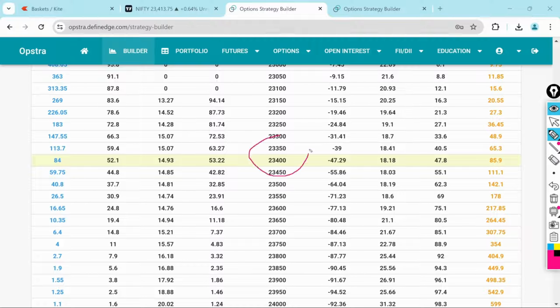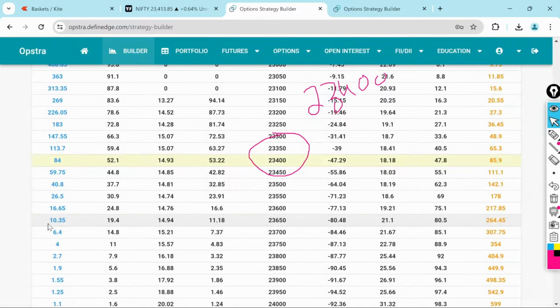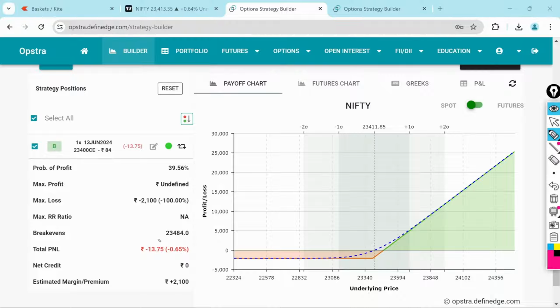Nifty is currently trading around 23,400. So what I will do is buy a call of 23,400 strike. That means whatever the current price is trading at, at that strike only I bought a call option. Here we can see our break-even point. The break-even point is 23,484.